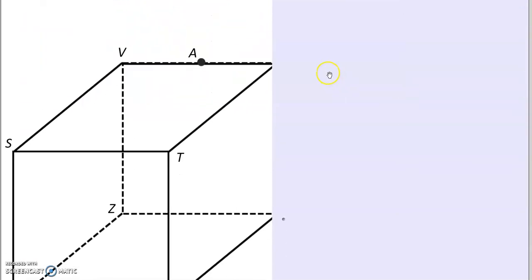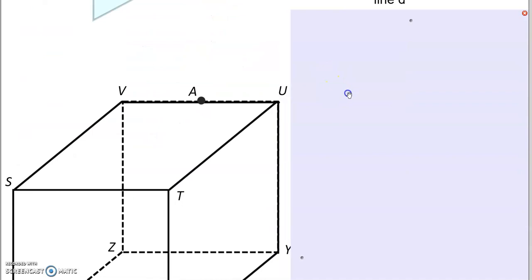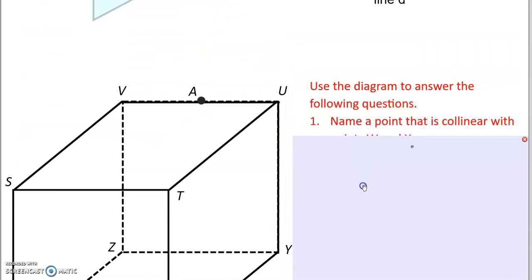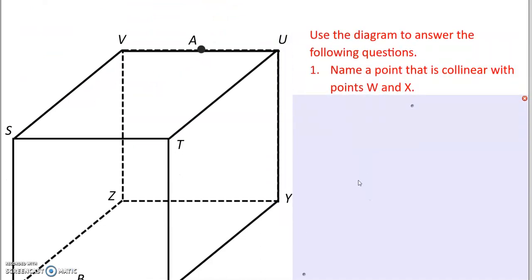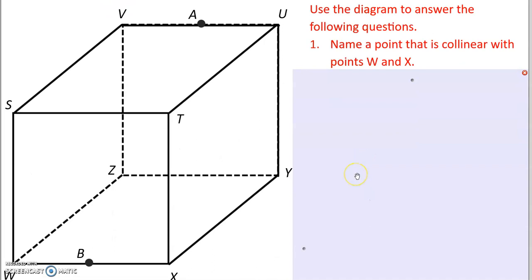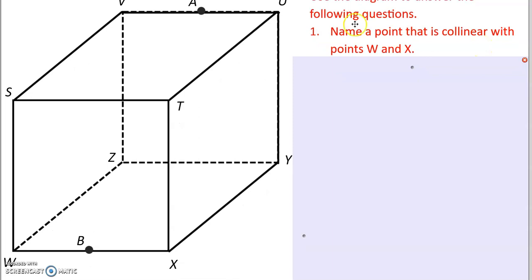I have one other example for today. So, let's take a look at this cube, guys. It says, use the diagram to answer the following questions. Name a point that is collinear. We're hitting good vocab. Name a point that is collinear with points WX.